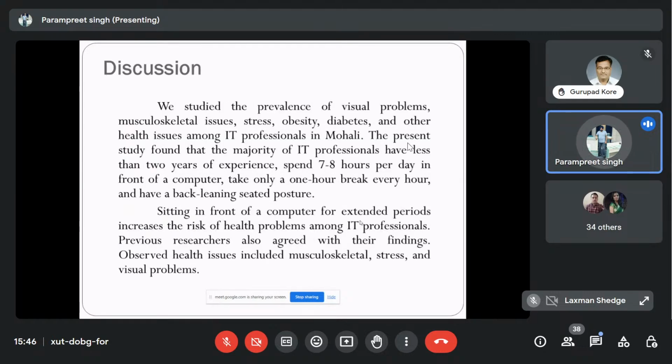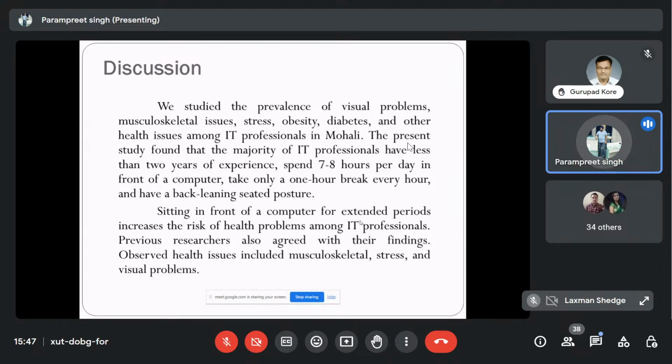So, the discussion about this is we studied the prevalence of visual problems and musculoskeletal issues, stress, obesity, diabetes, and other health issues among IT professionals in Mohali. The present study found that the majority of IT professionals have less than 2 years of experience, spend 7 to 8 hours per day in front of a computer, and take only a 1 hour break every hour, and have a back leaning seated posture.